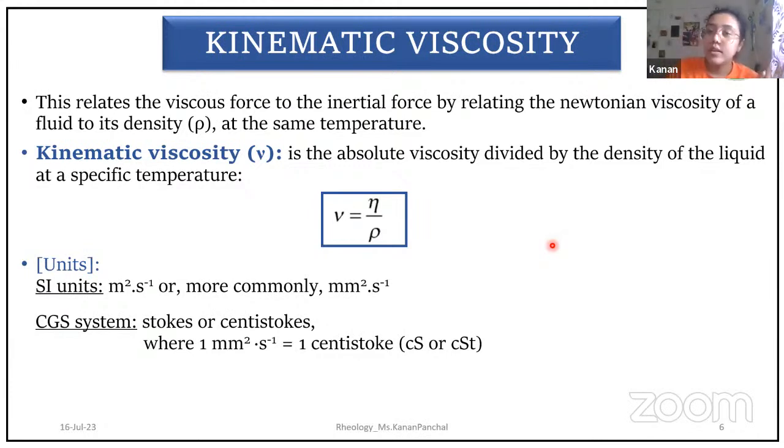So that is the difference between absolute and kinematic viscosity. What is it telling you? This relates the viscous force to the inertial force by relating the Newtonian viscosity of a fluid to its density at a constant temperature. Its unit is also the same: Pascal seconds, and Stokes or centistokes.